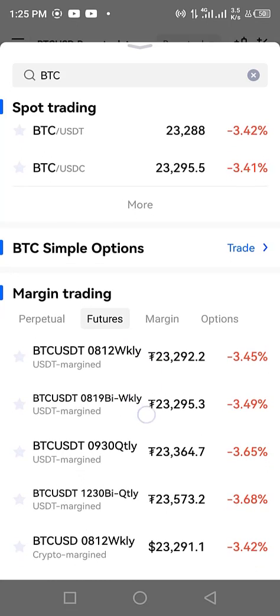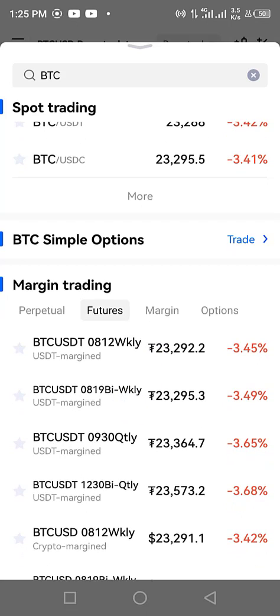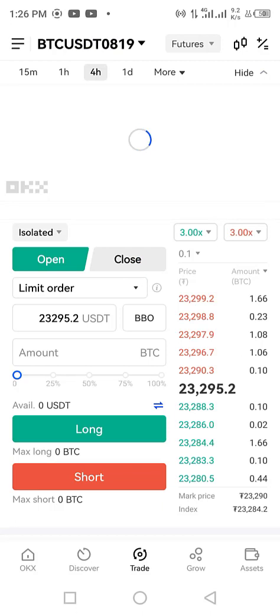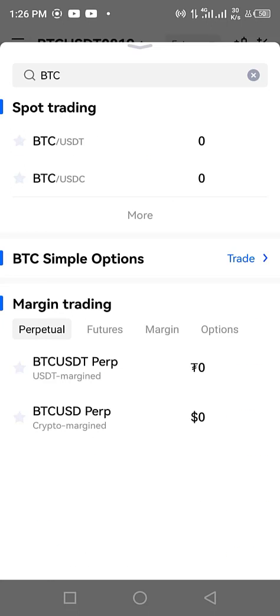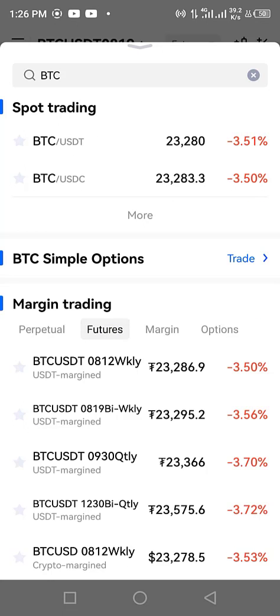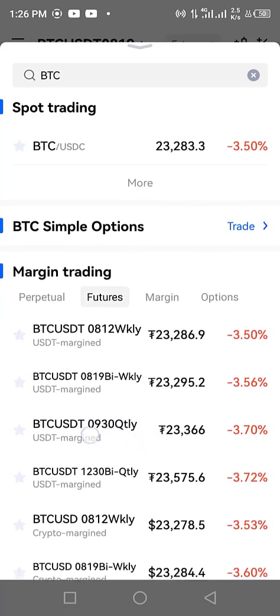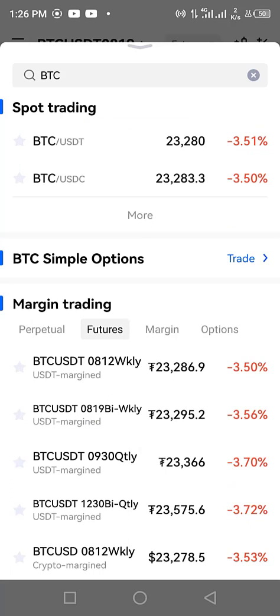If you look at the second one here, we have BTC USDT 0819 bi-weekly. This means that this contract is going to expire next week Friday. So you have to follow this method to ensure that you know the difference between what we mean when we say we are trading on futures and perpetual on the OKX platform. If you look at the third one here, BTC USDT 0930 quarterly, that means this contract is going to expire on the 30th of September 2022.